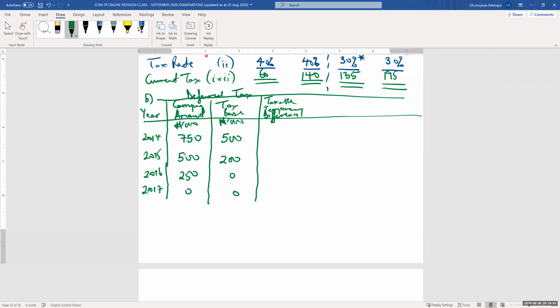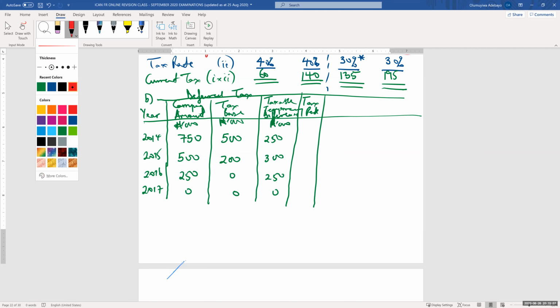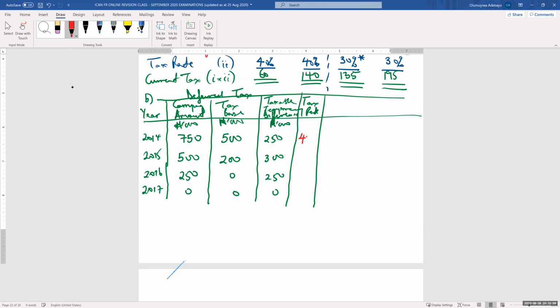And that position has not changed. And what is our taxable temporary difference? In 2014 it is 250, in 2015 it is 300, in 2016 it is 250, and 2017 is 0. What is our tax rate? Our tax rate in 2014 was 40%, because that was the rate that existed as at that date.